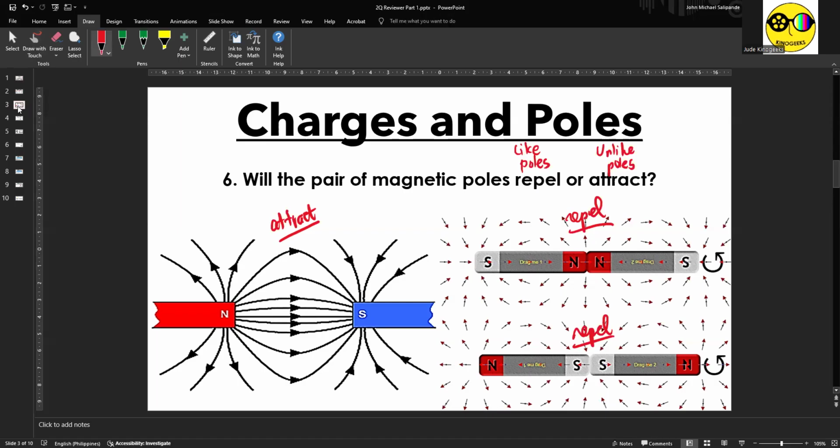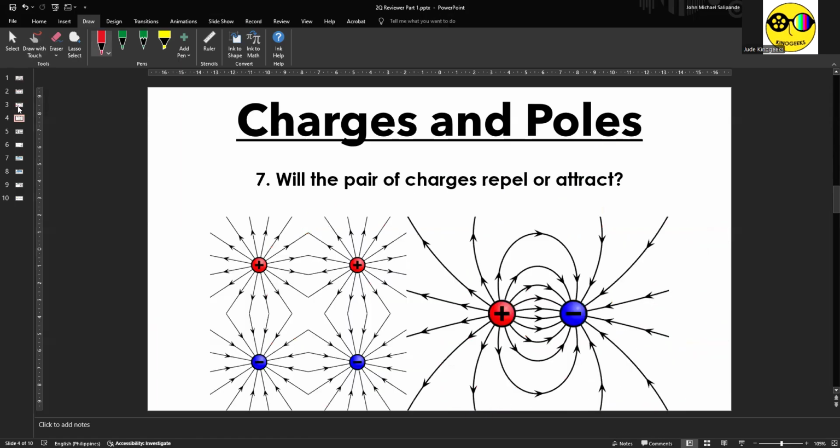All right, so let's move on to number seven. Same question, but this time we're dealing with the pair of charges. Will the pair of charges repel or attract? There are also two basic principles of electricity. Number one, like charges repel. So positive-positive, they will repel, while negative-negative, they will also repel.